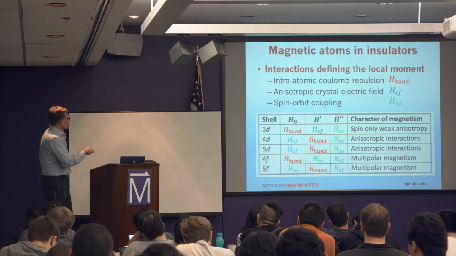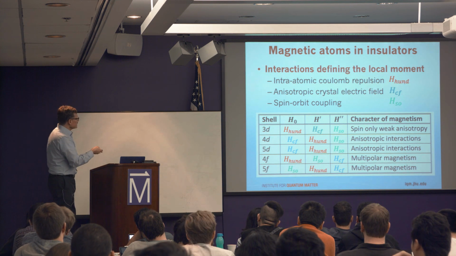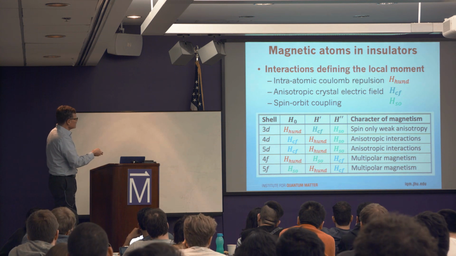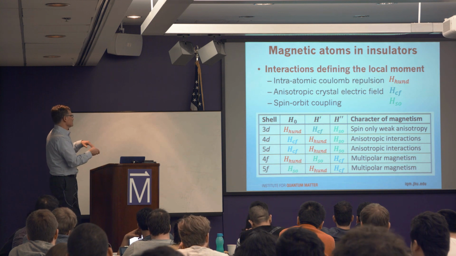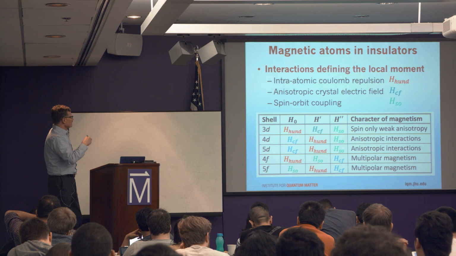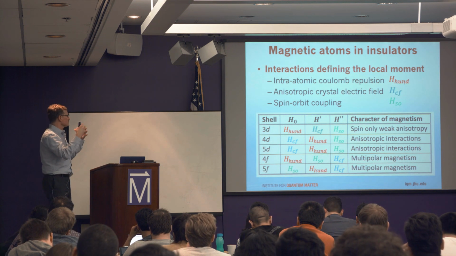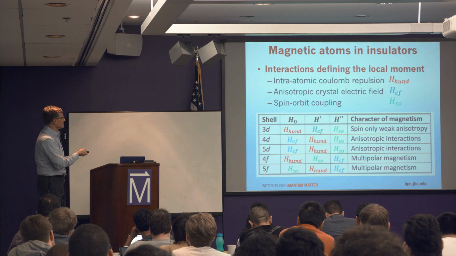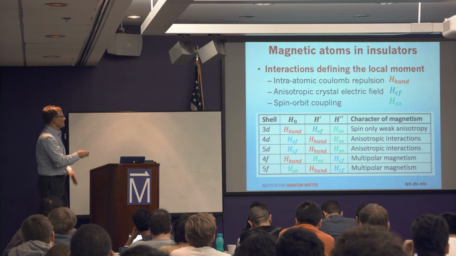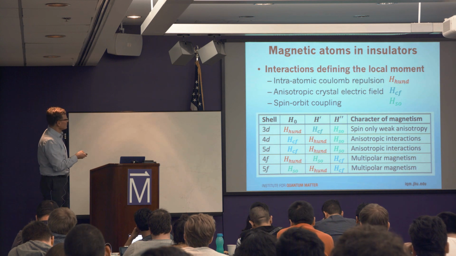And then if we come up to the 4F, which we're also going to talk about here, there the spin-orbit interaction has typically gotten stronger than the crystal field interaction. And so the anisotropy is actually a perturbation on the total spin-orbital angular momentum multiplet. And we're going to see an example of that particular effect in the next couple of slides.